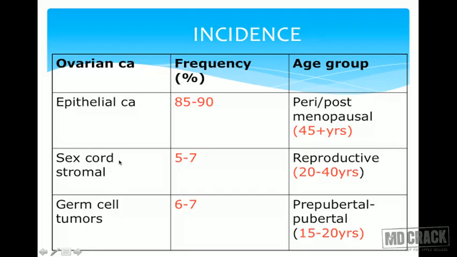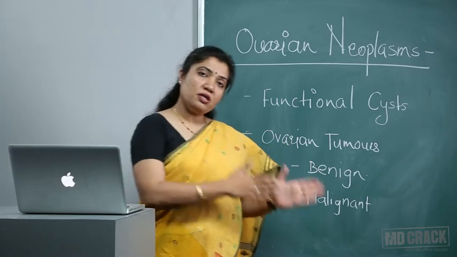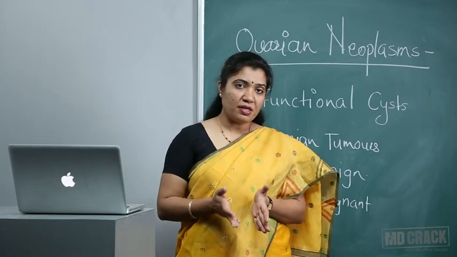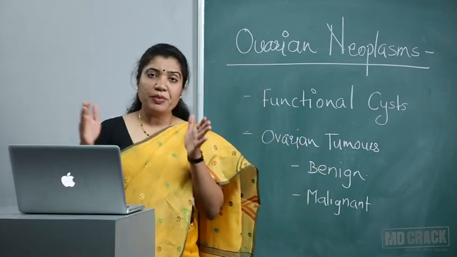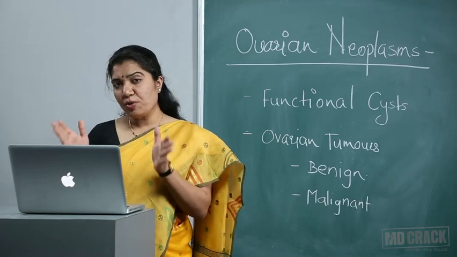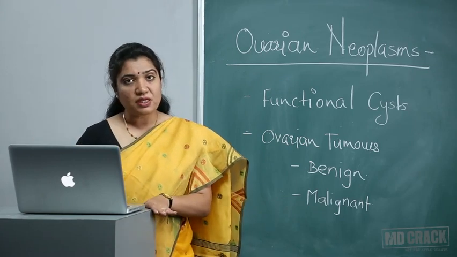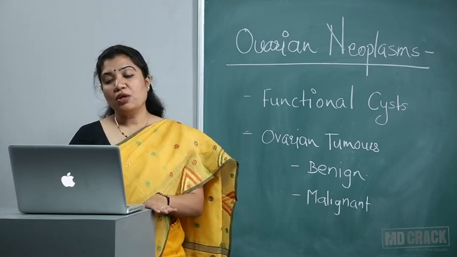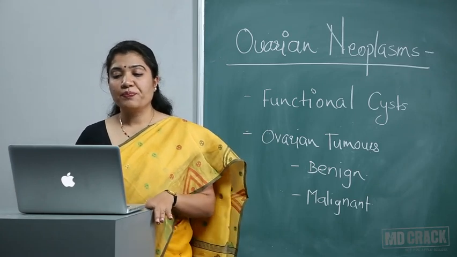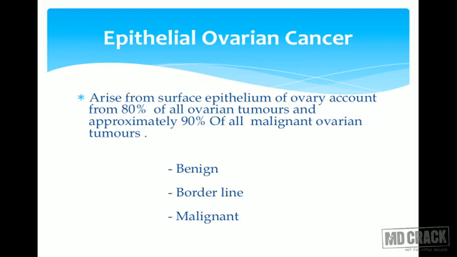Sex cord stromal cell tumors are seen in 5 to 7%, and they are seen in the reproductive age group, that is 20 to 40 years. And germ cell tumors, the frequency is 6 to 7%, they are seen in the pre-pubertal and pubertal phase. So if a young girl comes with a mass in the abdomen, an ovarian mass, think of germ cell. If a middle-aged lady or 20 to 40 years reproductive age group, think of sex cord cell. And if the lady is old, then think of epithelial carcinomas. Now we'll see epithelial ovarian cancer in detail.